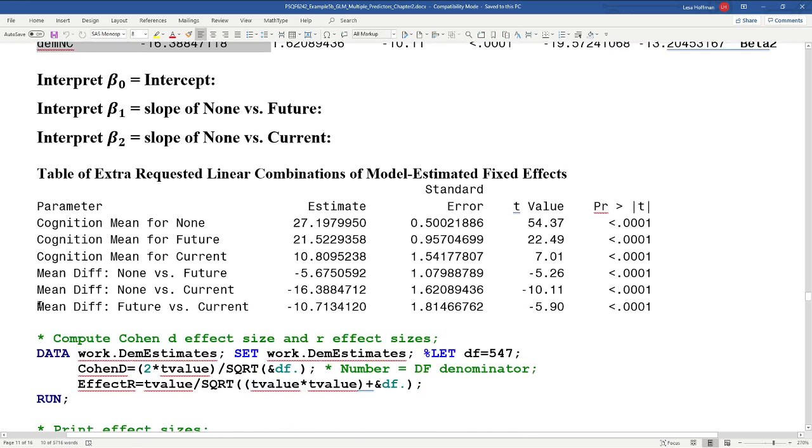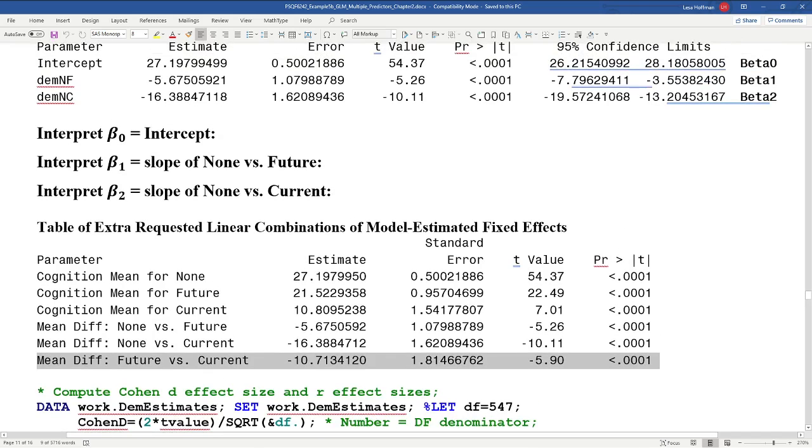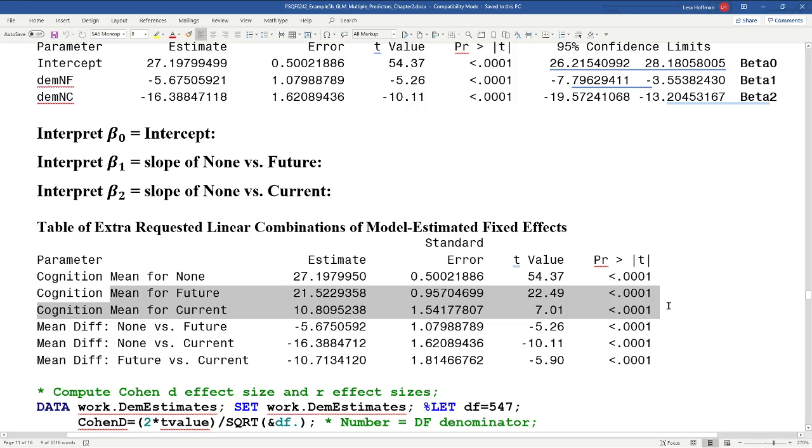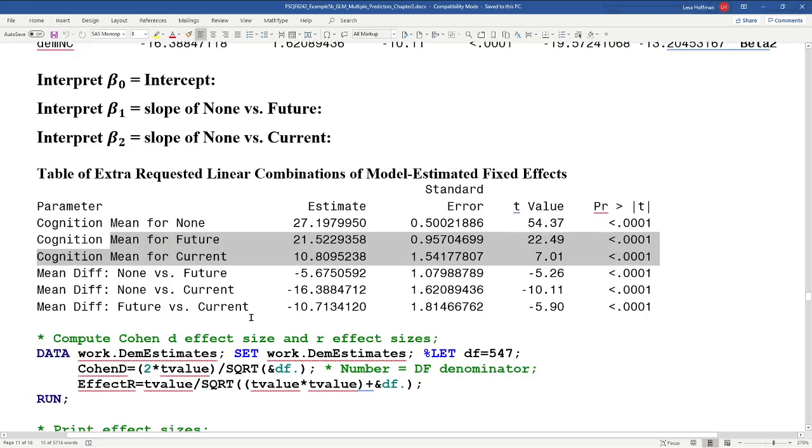And lo and behold, that mean difference is given to us as a linear combination of beta 2 minus beta 1. Here's my coefficient of 11. What this means is that the current group is more negative. Let me say this backwards. The difference between them, the current group is lower by 10. Let's just do it that way. That's what this means. So we have the actual means computed here for reference. So you can always tell who's higher or who's lower without having to remember your coding scheme.